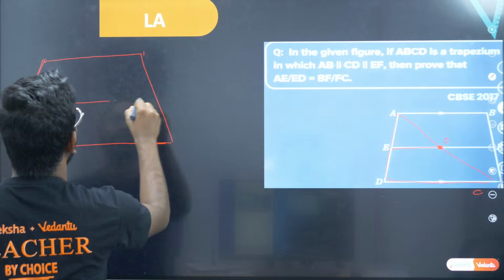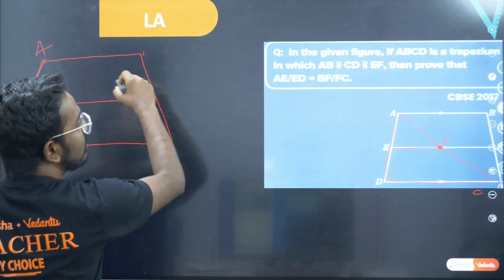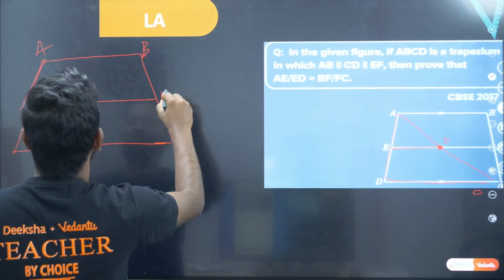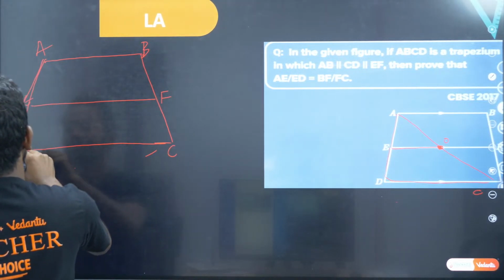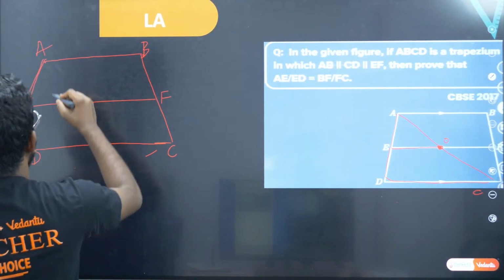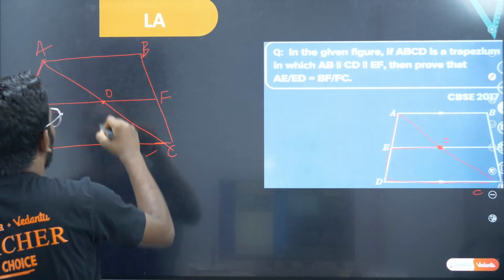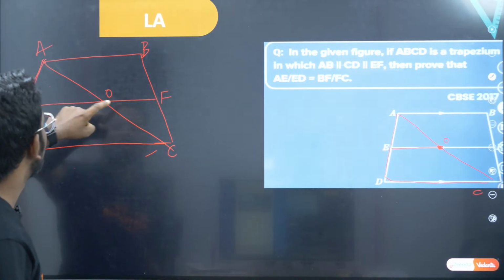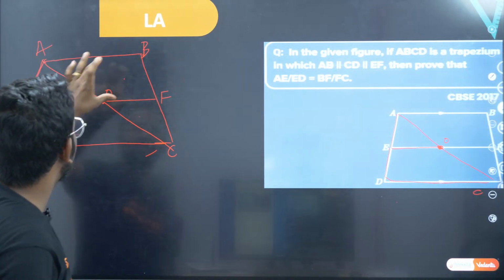So this is E, this is E, this is A, this is B, this is F, this is C, and this is D. So the construction that I've made is basically taking some midpoints, taking 2 triangles as of now. You've got 1, 2, 3, 4 triangles as of now, right? So my job is to prove this by this is equal to this by this.